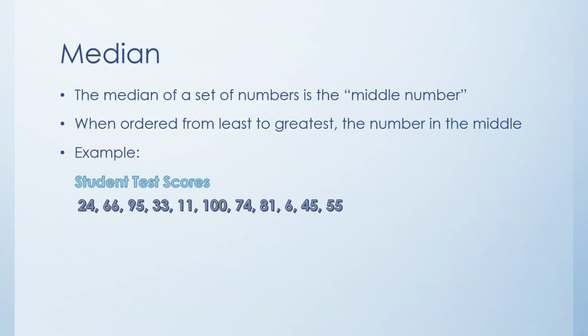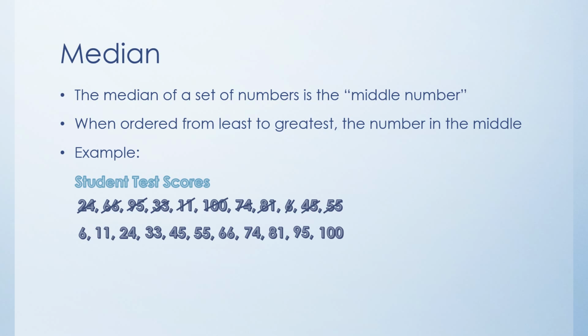And let's say I had this set of student test scores. And if I were to find the median, I'd first have to order them from least to greatest. So let's do that really quickly. 6, 11, 24, 33, 45, 55, 66, 74, 81, 95, and 100.